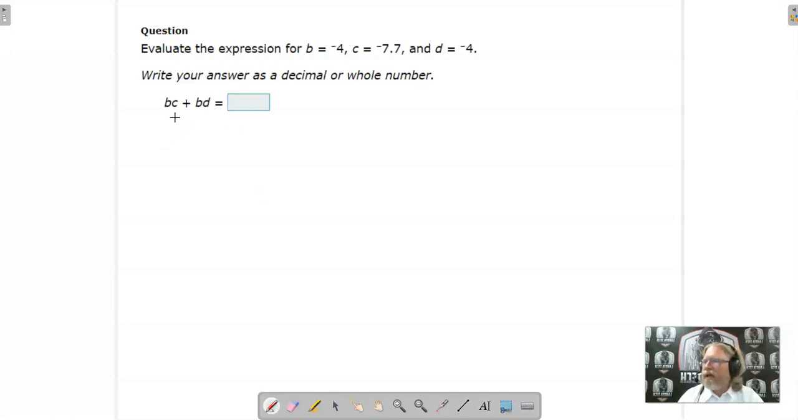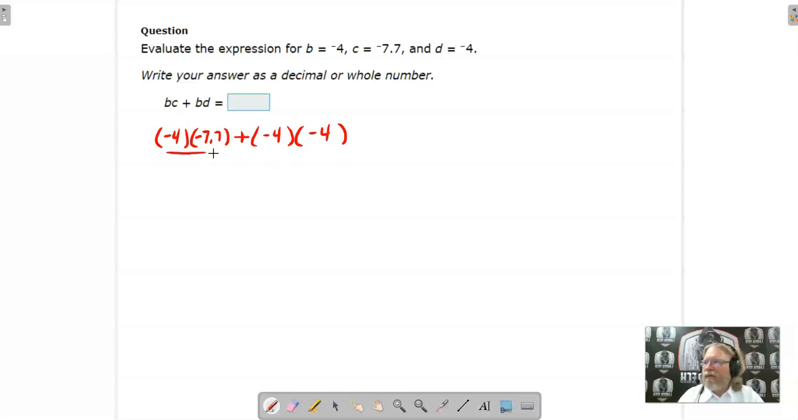So in this case, I have b times c plus b times d. Let's go ahead and write that out. Parenthesis, b and c, going to add to that whatever b and d is. And I see I've got some negatives and some decimals. Yay, what fun, right? So b is negative 4, and c is negative 7.7. I should make my parentheses just a little bigger. And here b again is negative 4, and d is negative 4 as well. Well, okay, don't see that too often when they make them the same.